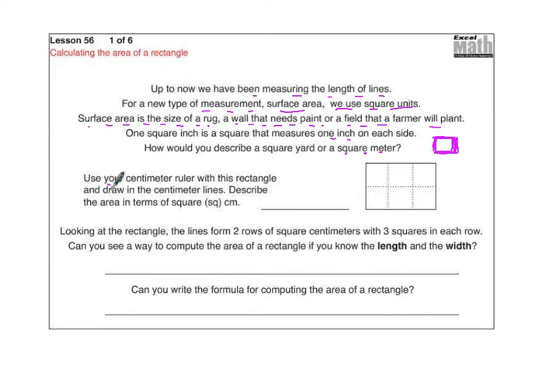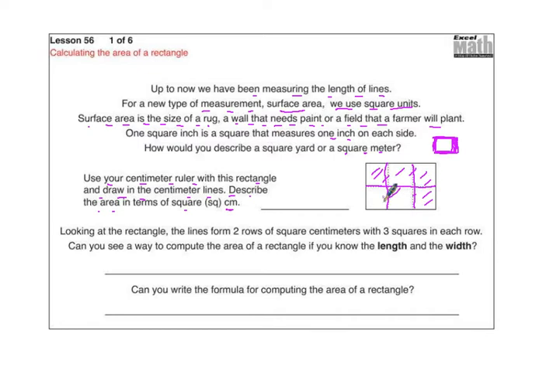Okay, so it says use your centimeter ruler with this rectangle and draw in the centimeter lines to describe the area in terms of square centimeters. So I want you to go ahead and take your ruler and draw across there, draw down here and down there on your own paper. Now, how many square centimeters covers up this shape?